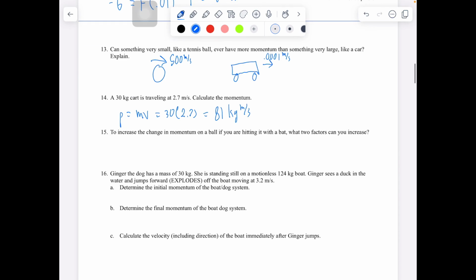To increase the change of momentum on a ball, if you were hitting it with a bat, what two factors can you increase? Well, let's look at change of momentum. Change of momentum, we know it's equal to force times time. These are our two factors. You can increase the force. You can swing harder, hit the bat with greater force. Or you can increase the time you are in contact with the ball. How do you do that?